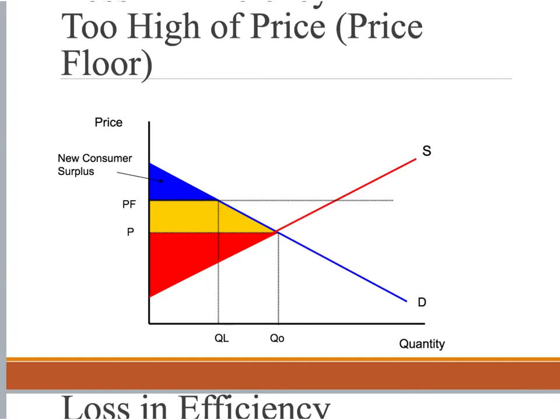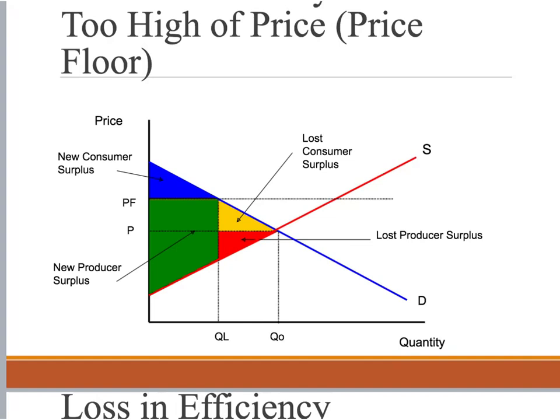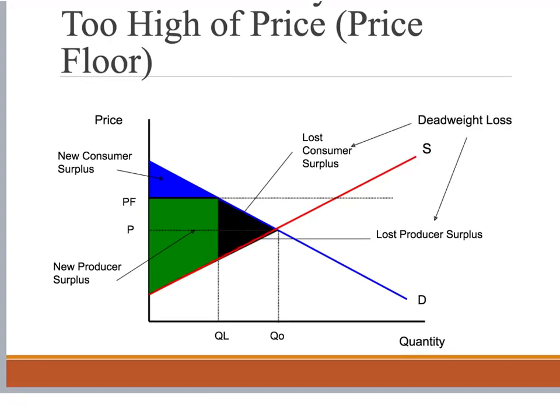So as a consequence here, consumer surplus will drastically decline into the blue triangle from originally the yellow triangle. New producer surplus will expand a little bit from the red triangle to the green, whatever shape that is. And what was once consumer and producer surplus now becomes deadweight loss. And again, we've already talked about what deadweight loss is, so I'm not going to rehash that.